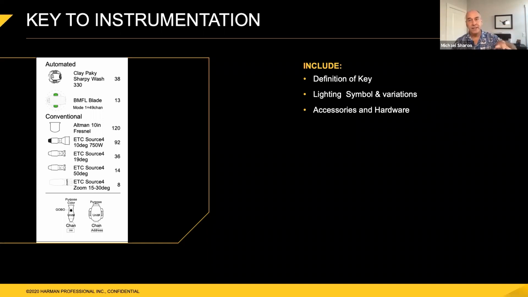So in my key to instrumentation, I have my key. Here you can see I've got two, one for my conventional fixtures and one for my automated fixtures. And then I list off all of the fixtures that I'm using so that every light that's going to be used on the drawing, I've got that called out and they can instantly recognize that, oh yes, this is a so-and-so, this is a so-and-so.